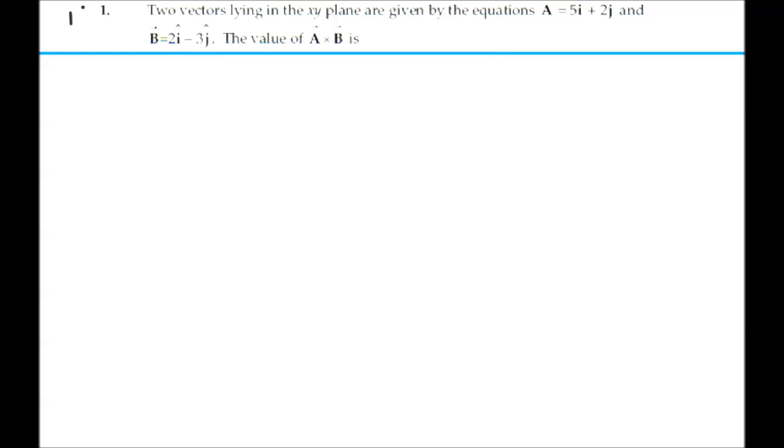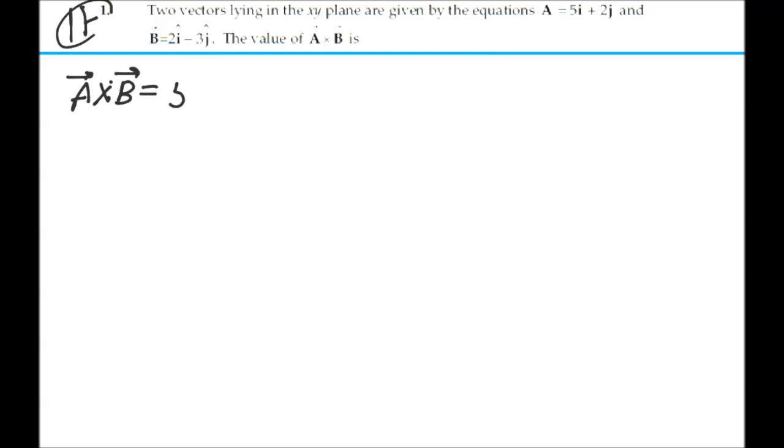Here's problem 11.1. Two vectors lying in the xy plane are given by the equations a equals 5i plus 2j and b equals 2i minus 3j. The value of a cross b is... So we have two vectors, a and b, and we're going to look at the cross product between these two vectors.